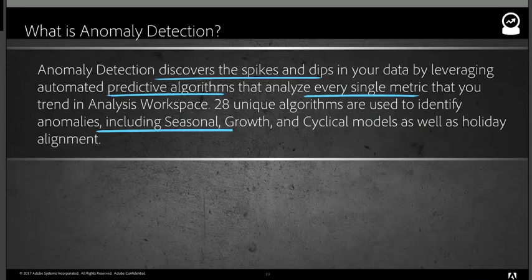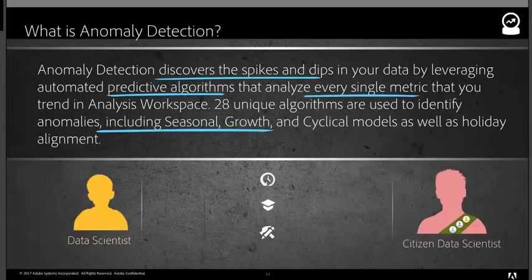Anomaly detection discovers those spikes and dips within your data by leveraging automated predictive algorithms that analyze every single metric that you trend in Analysis Workspace. That means not only built-in metrics like page views or visits, but also calculated metrics and derived metrics like we talked about during our previous webinar. This anomaly detection is done by using over 25 unique algorithms to help identify those anomalies, including seasonal growth and cyclical models, as well as holiday alignment.